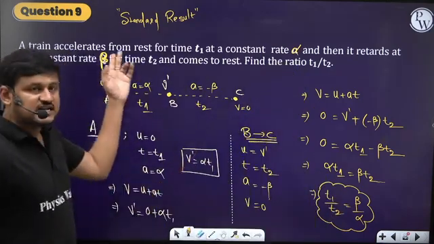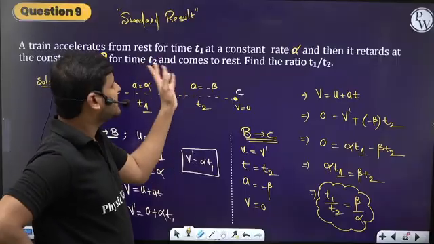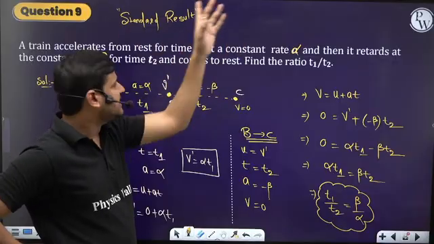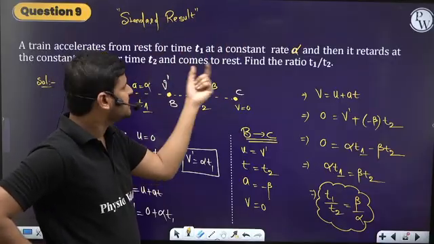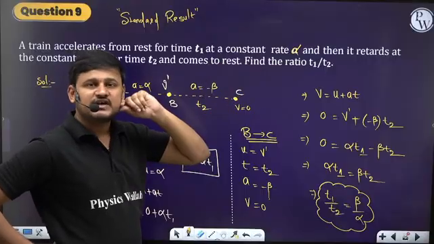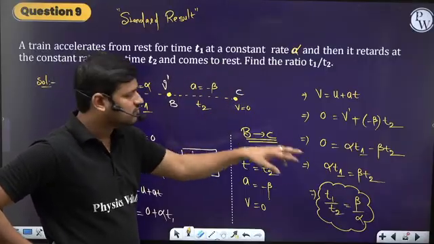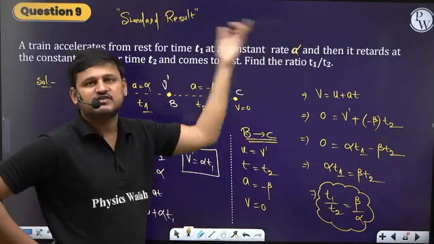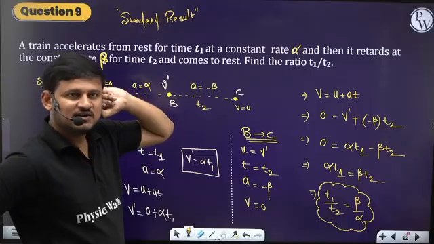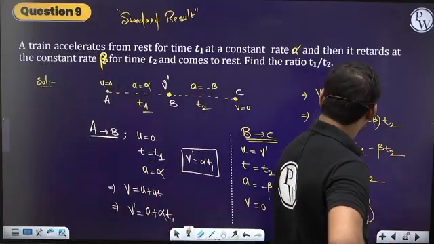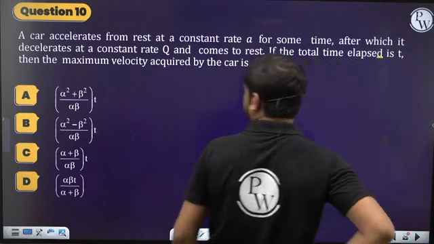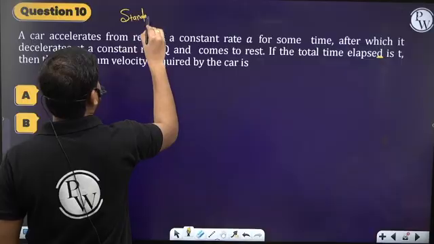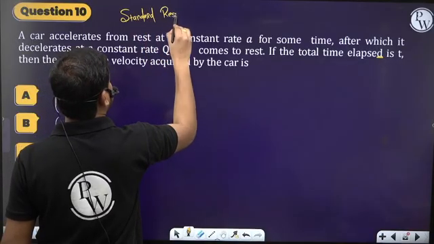So a train accelerates, let's suppose any vehicle, it accelerates for some time t1 with an acceleration alpha, and then it retards with an acceleration beta for some time t2, and again it comes to rest. So then the ratio of the time taken from the first one to second one will be equal to beta by alpha. So the second case acceleration by the first case acceleration. Understood? Clear? So interesting, right? Let's see one more standard result.